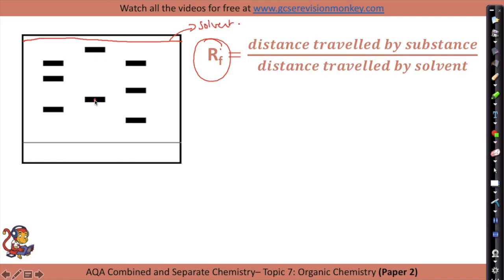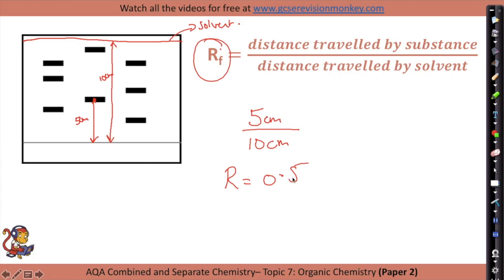So I'm going to draw it on here. If I wanted to calculate the RF value of this substance, I would calculate the distance that the solvent moved, and I would, from the middle of the sample, calculate the distance that the substance has moved. For example, if this was 5 centimetres and this was 10 centimetres, I would calculate my RF value by doing 5 centimetres, because that's the distance travelled by the substance, divided by 10 centimetres, because that's the distance travelled by the solvent, and I would get an answer of 0.5.